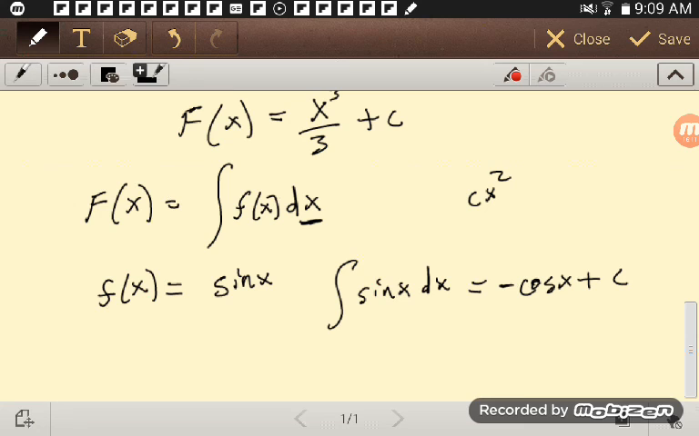So this is the idea of antiderivatives and our symbol to say that's what we're doing. And I think that's good for this video.